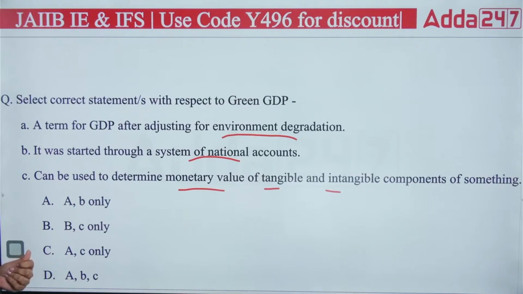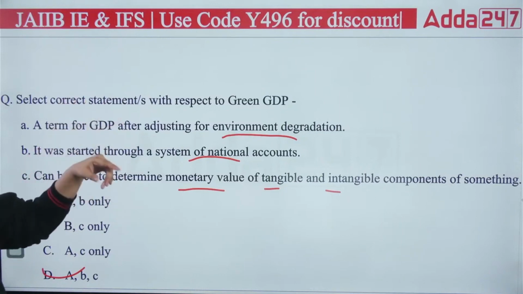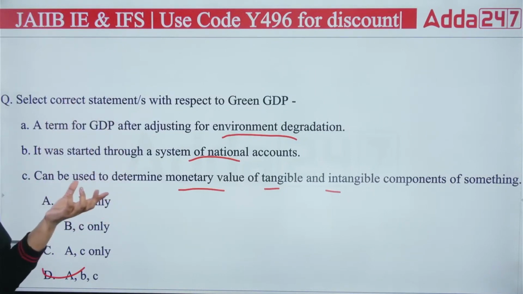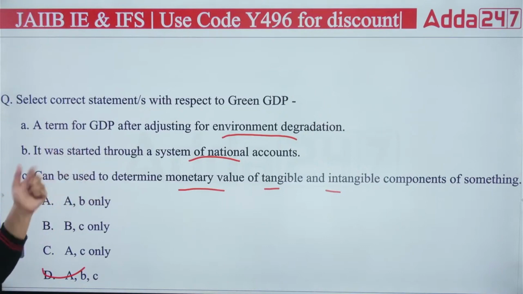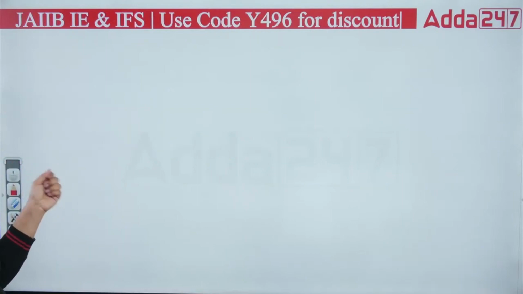The right answer here is actually all the statements are correct. Green GDP is actually talking about after the environment degradation has been removed. It calculates, without harming the earth, how much production you have done, and it was introduced under the system of national accounts. That's the international standard of calculating your national accounts. And the third one is also correct. It talks about the tangible, intangible components. Right answer is D. All are correct here.